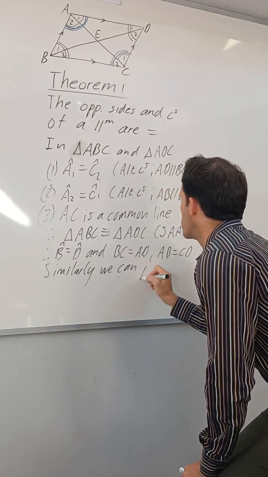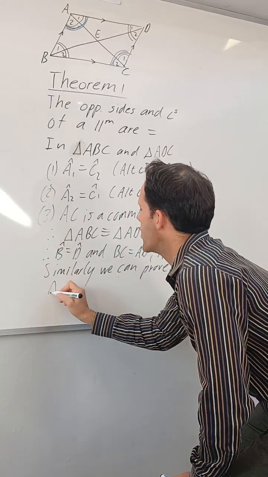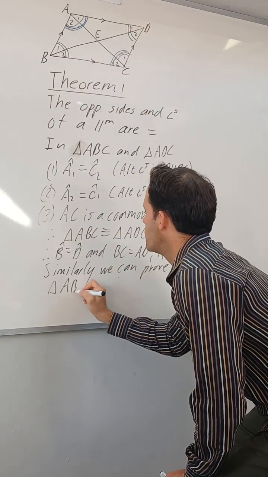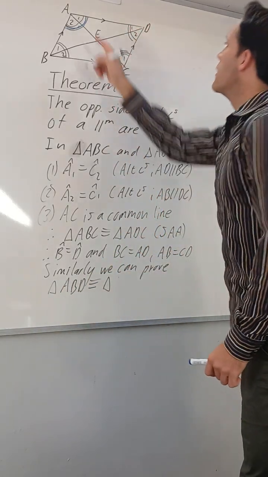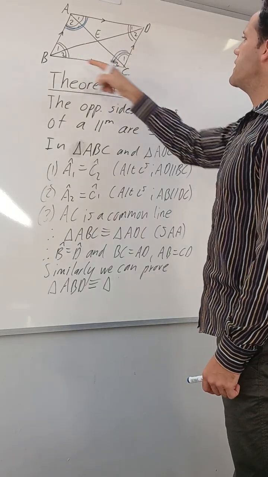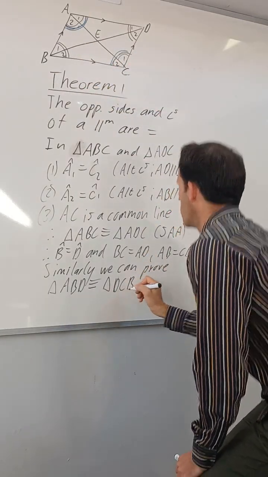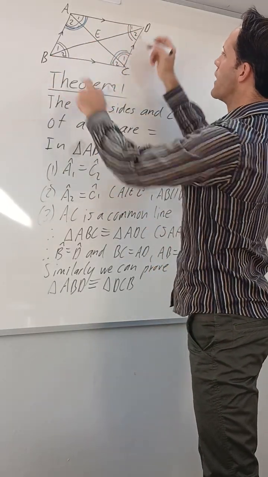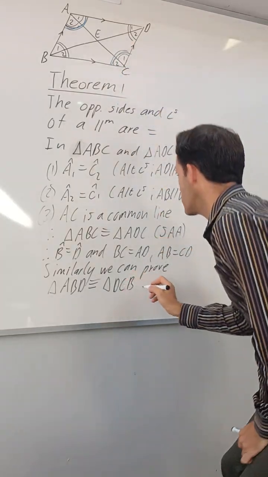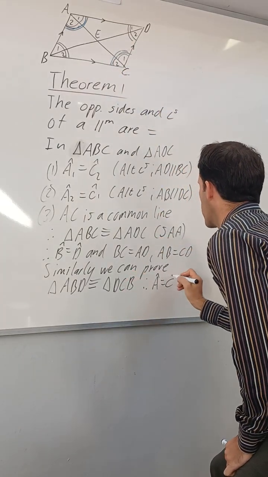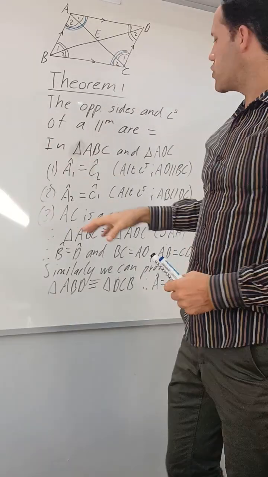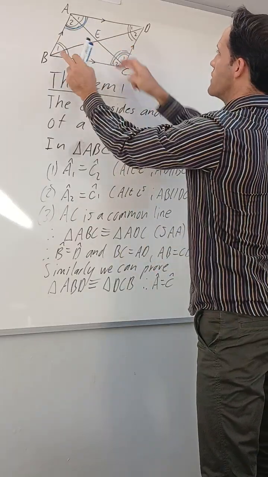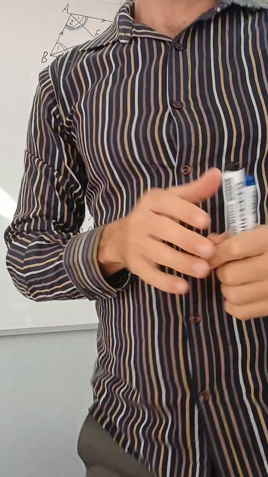we can prove that triangle ABD is congruent to triangle DCB. We can prove that. And if we prove that this triangle is congruent to this one, then we can say therefore A will be equal to C. Therefore angle A will be equal to angle C. And then you did the whole proof. You prove that the opposite angles are equal, and you prove that the opposite sides are equal by using congruency. Okay.